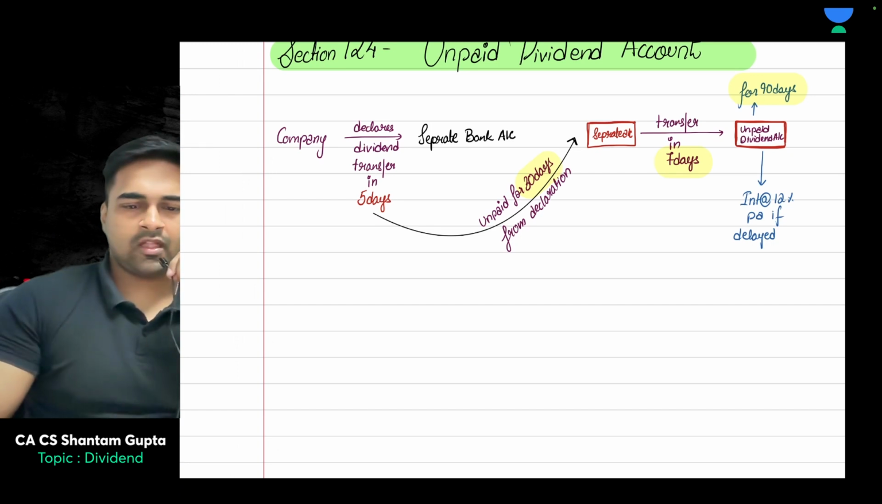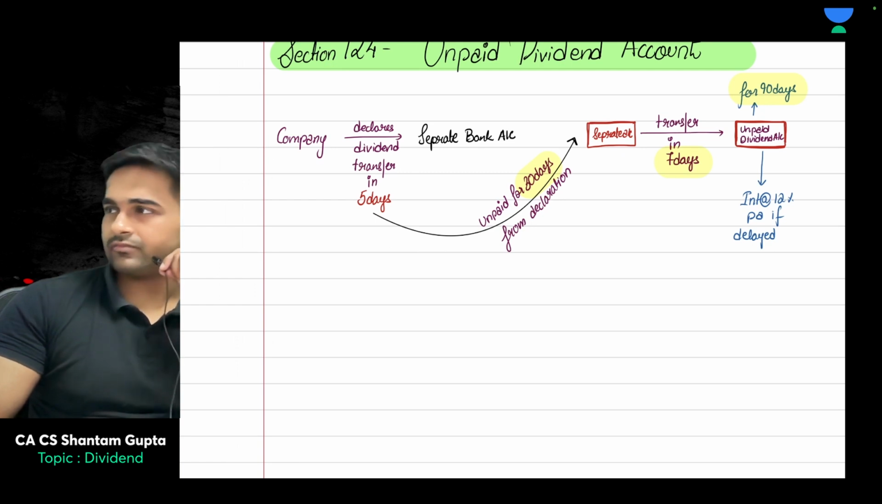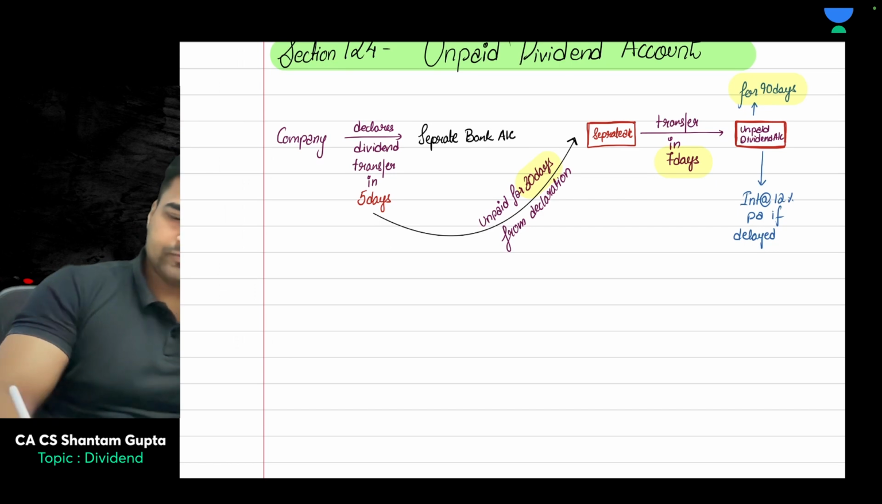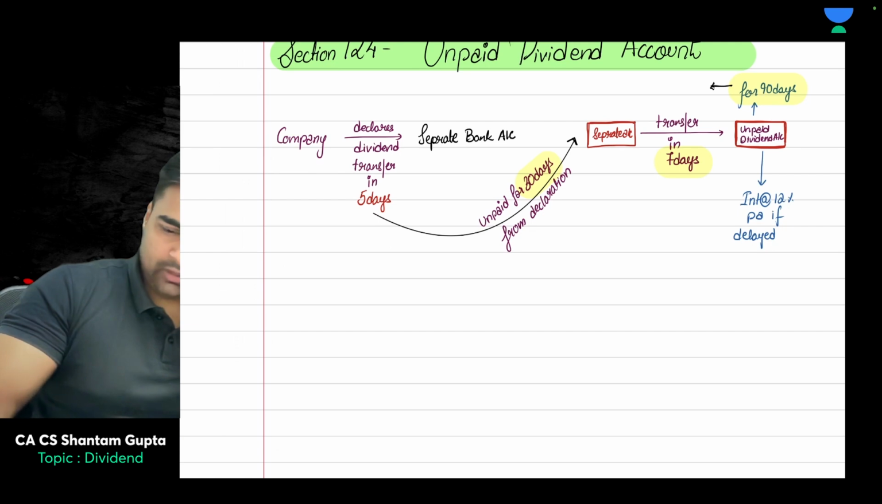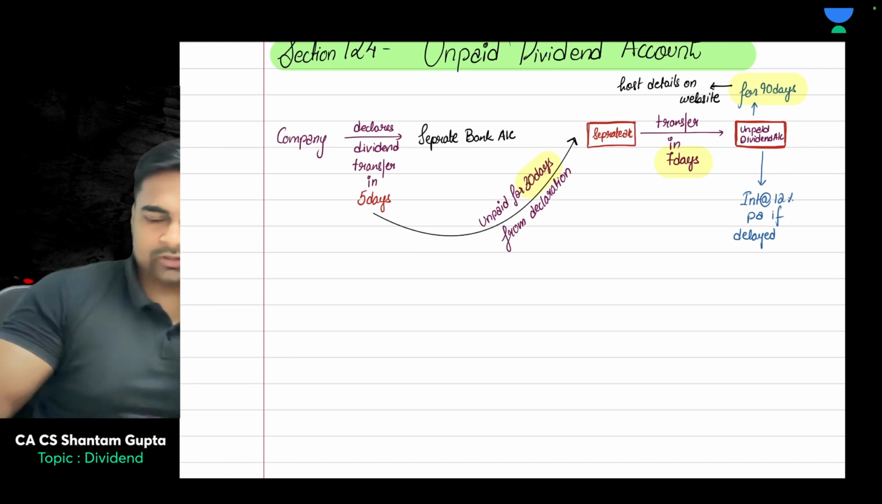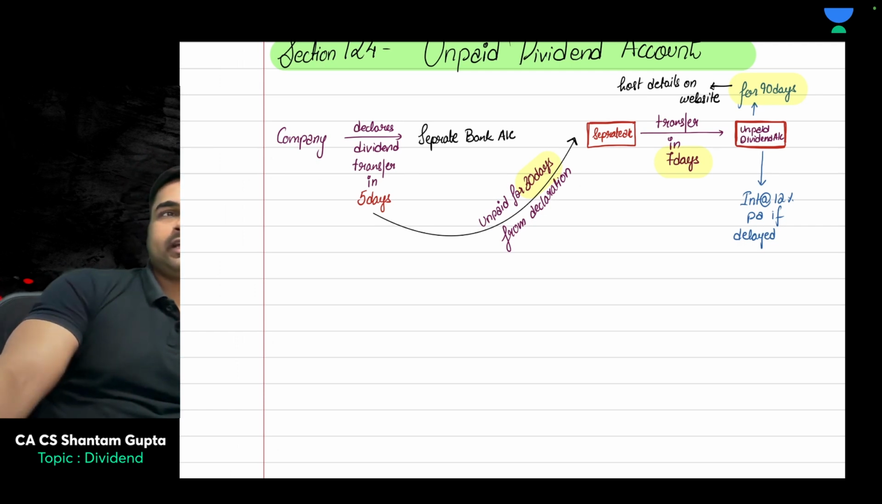For 90 days, this money will stay here. Okay. Now, in this 90 days, company will do what? Post details on website. In how many days? In 90 days. So what we will do is in 90 days they will post details on website regarding the holder asset.